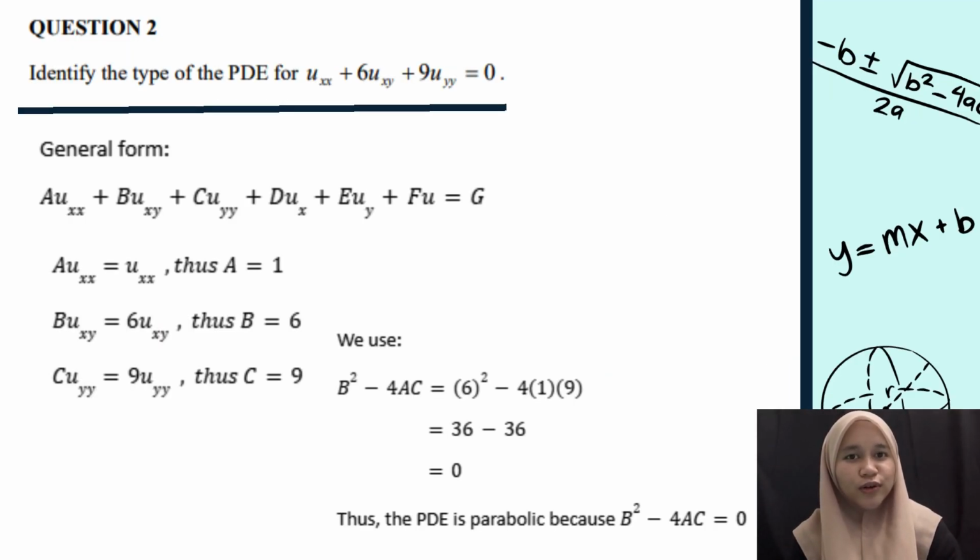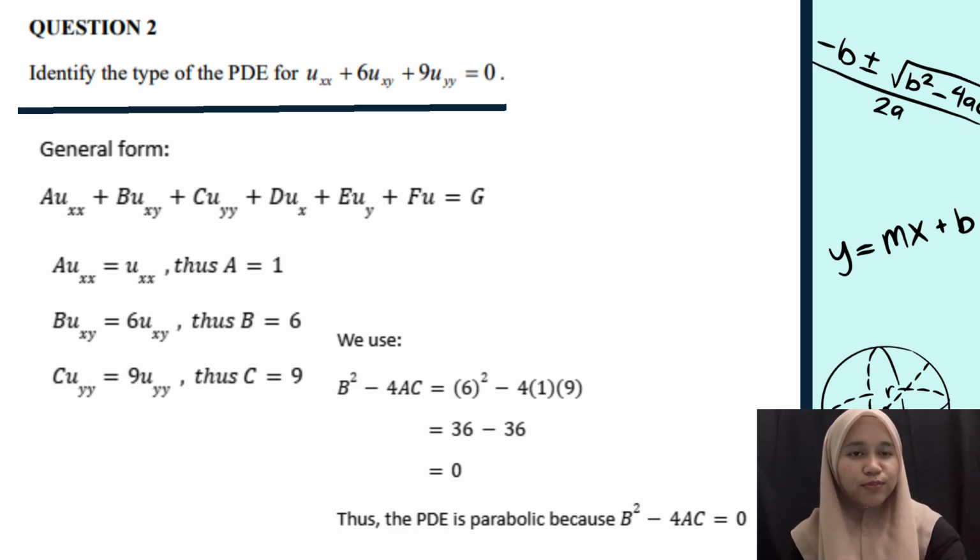Okay, so for question 2, identify the type of PDE for u sub xx plus 6u sub xy plus 9u sub yy equal to 0. We are given the general form as shown, so we just need to compare the question with the general form. Here we have A u sub xx equal to u sub xx from the question. Thus, A equal to 1.